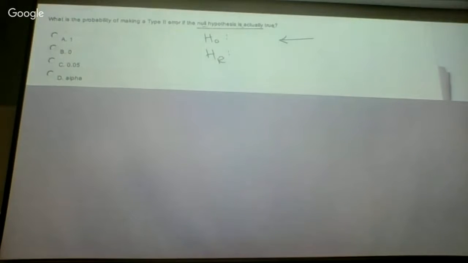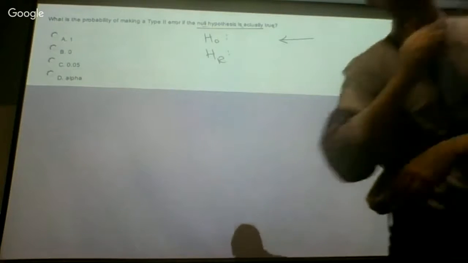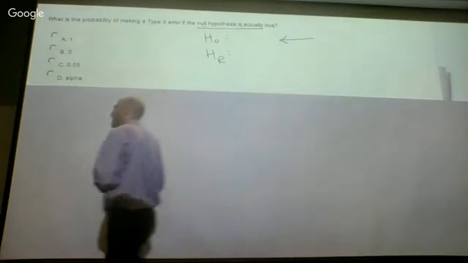If the null hypothesis is true, if these two things are in reality equal, is it possible to make a type 2 error? No, because the type 2 error is accepting a false null. Yeah. So, therefore, there's a 0% chance of that happening if the null is true because you're accepting the null anyway. Exactly.